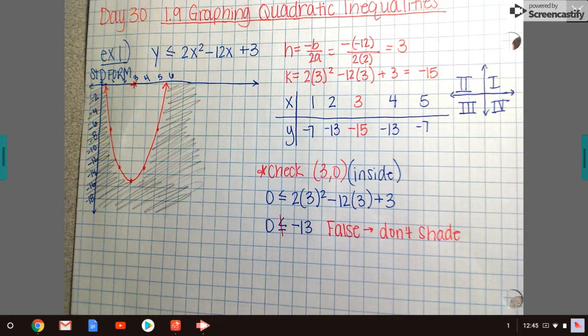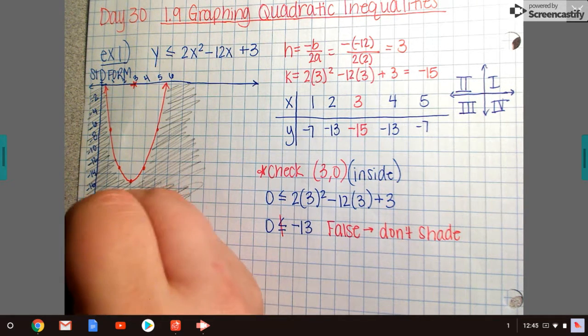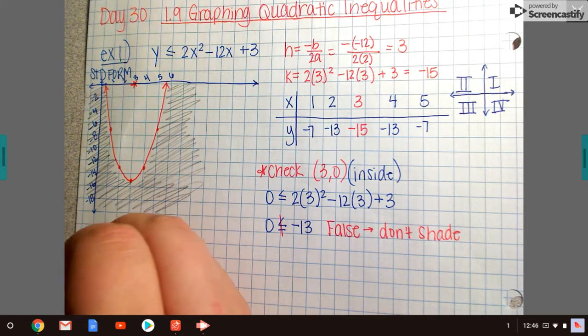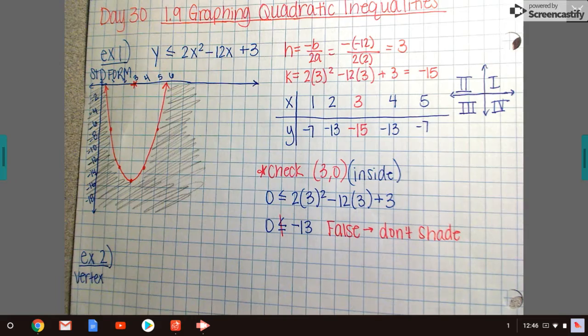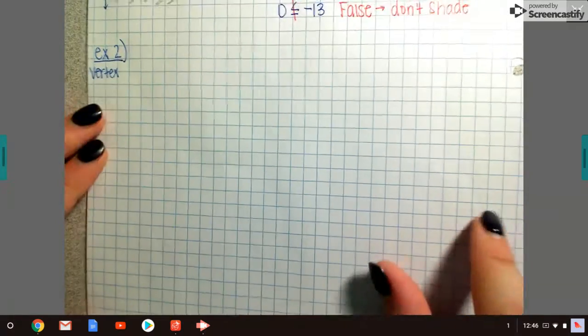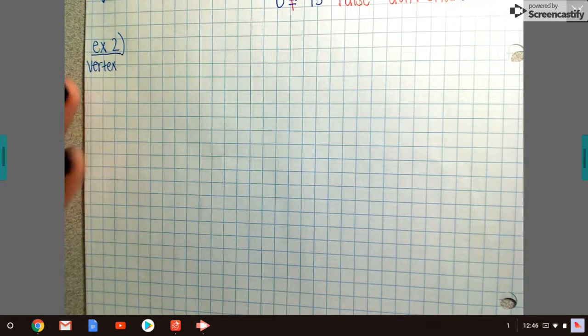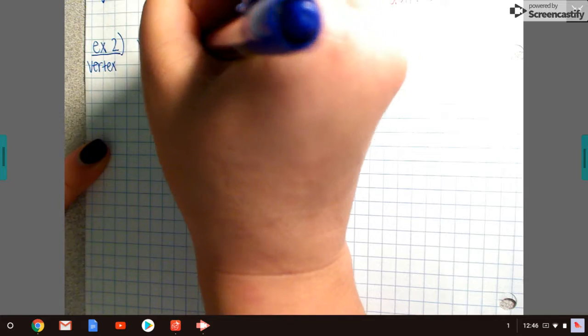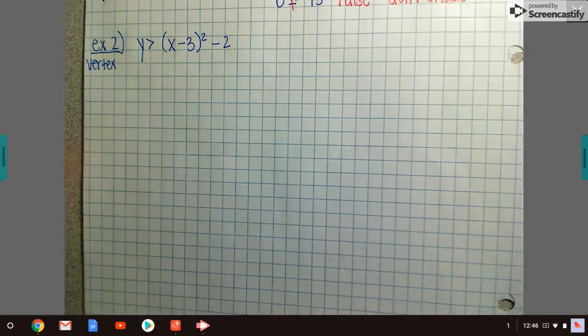All right, that's the first one. Let's look at the next one. This one's going to be in vertex form. So this one's in vertex form. It's going to be y is greater than the quantity x minus 3 squared minus 2.